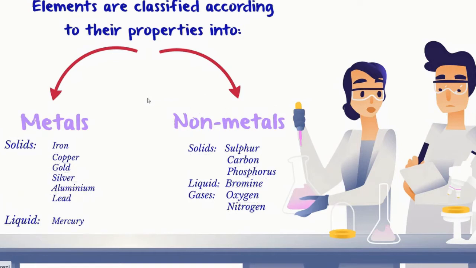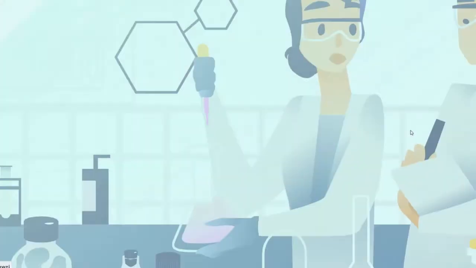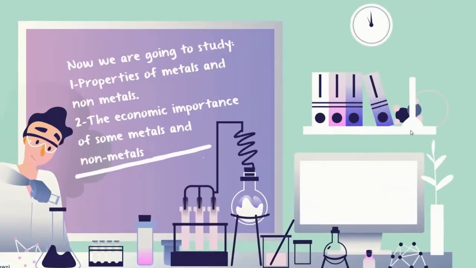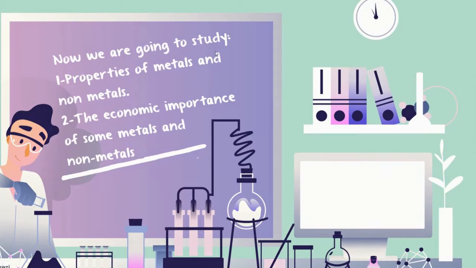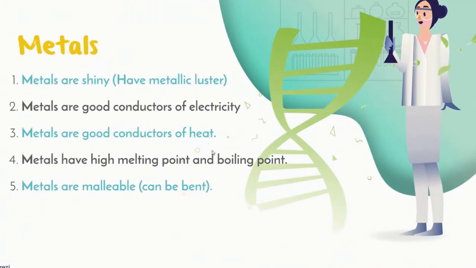So, what are their properties? Let's see. Now we're going to study the properties of metals and nonmetals, and we will also discuss the economic importance of some metals and nonmetals. Metals have 5 properties, and all of them are important. You have to study them very well.